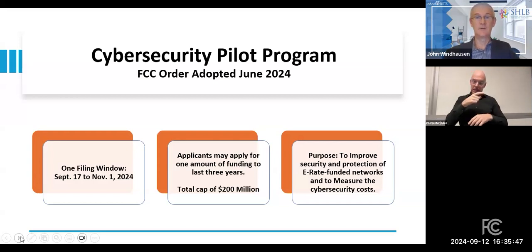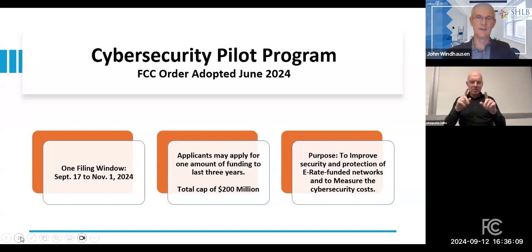The filing window is different from the E-rate filing window. The FCC just announced the filing window will open on September 17th and run until November 1st. And the purpose, as you can see on the slide, is to protect the security and protection of E-rate funded networks and to measure the cybersecurity costs.